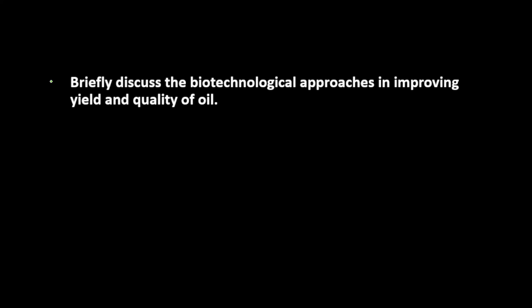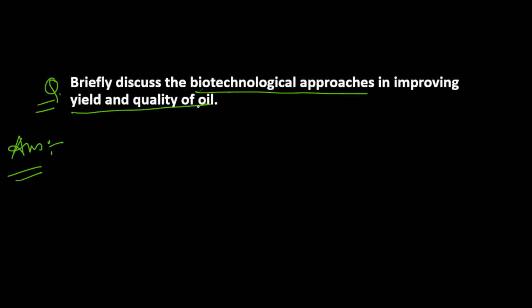So today we are going to discuss the next question of our agriculture optional answer writing practice series, and the question for today is: briefly discuss the biotechnological approaches in improving yield and quality of oilseeds. So we will see how we can answer this question. It is generally about biotechnological approaches.